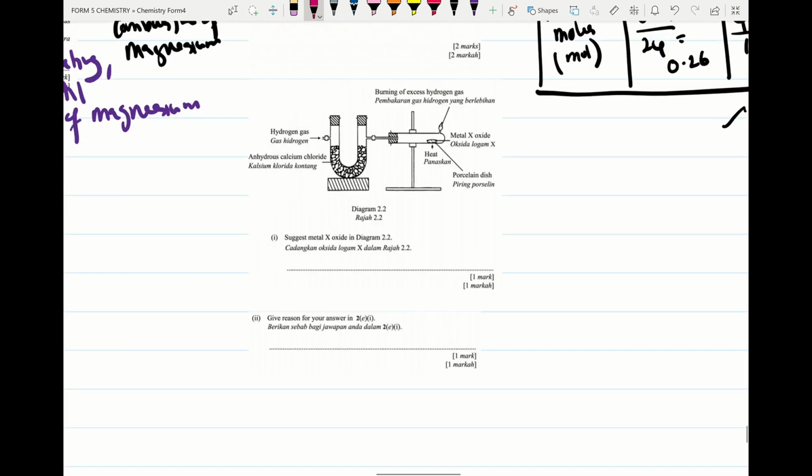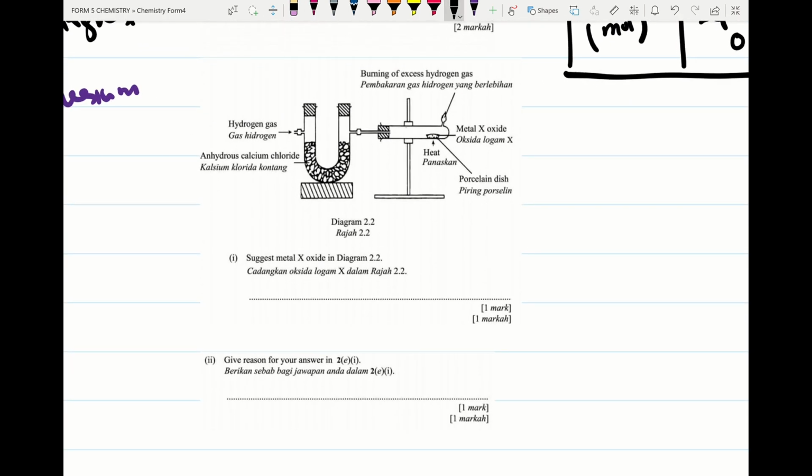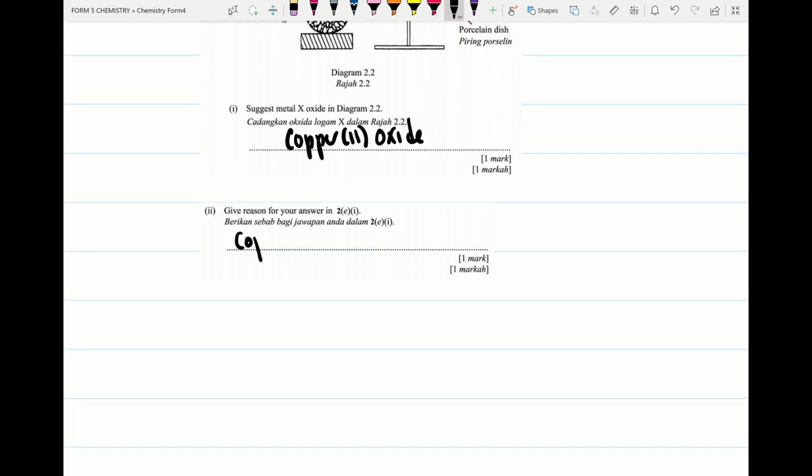Look at this question. Alright, so they give the experiment setup to determine the empirical formula of a less reactive metal from its oxide. So suggest a metal oxide that we can use here. So we suggest copper, we must put copper 2 oxide. Explain your answer. So answer: copper is a less reactive metal than hydrogen gas.